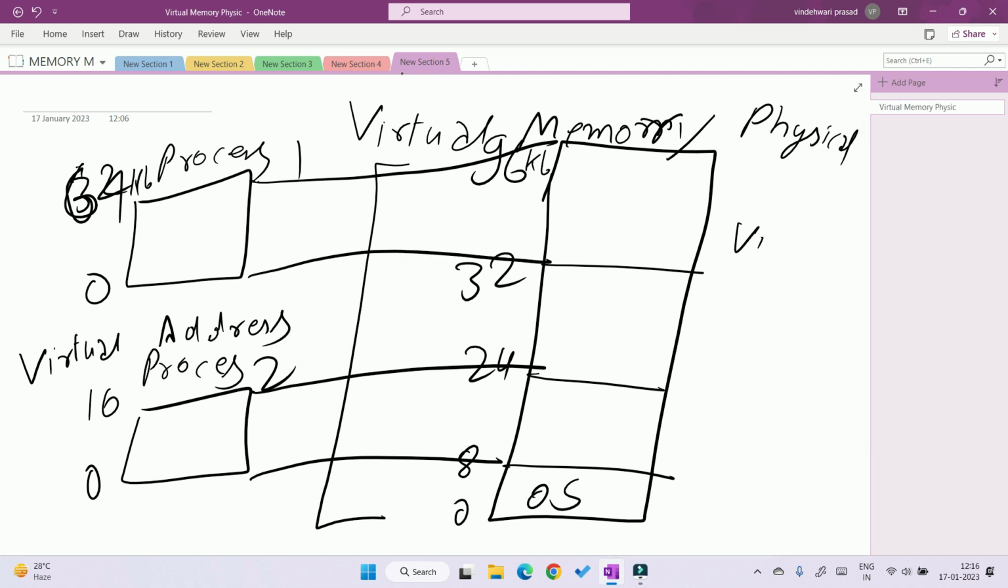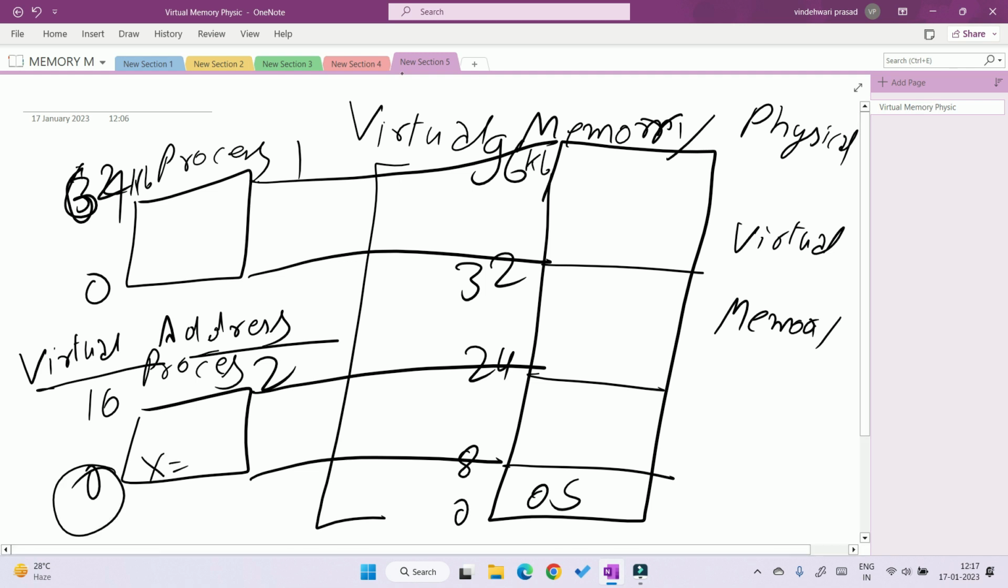This is the virtual memory. Your main memory, the physical memory, becomes virtual memory, and this is your virtual address space where the process runs. So if the process allocates any value, suppose the x value is allotted at 0 KB, 0 space here, where is this value stored? At 8 KB in the main memory.